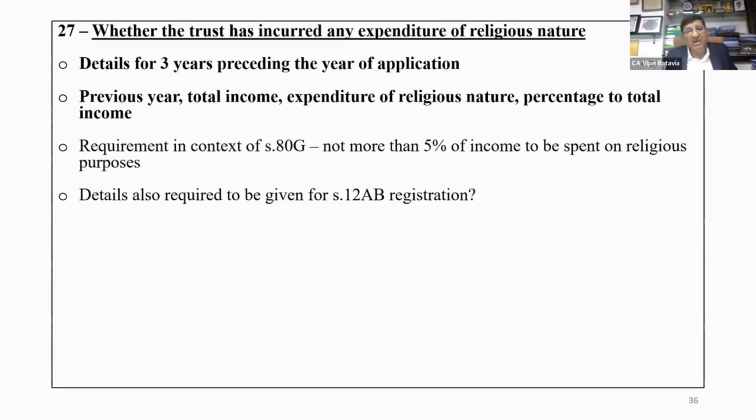So whether the trust has incurred any expenditure of a religious nature, these details are required, particularly for the purpose of ATG. So for the last 3 years, how much expenditure, how much for religious, and the percentage.